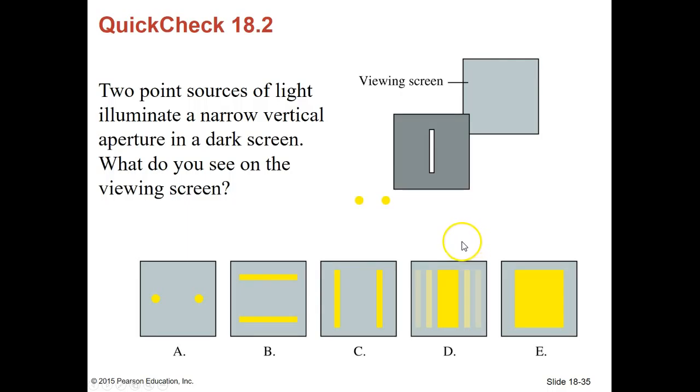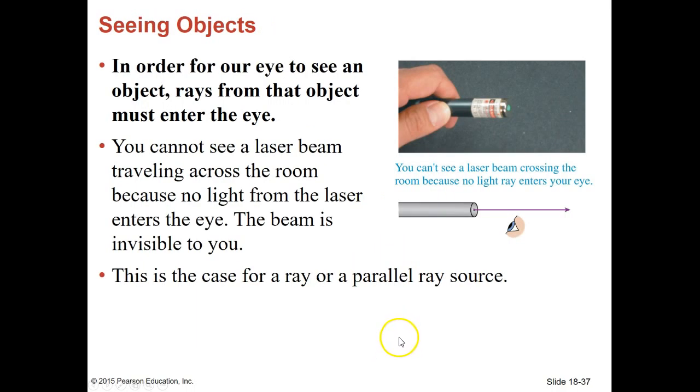Here's another one. So here I've got two dots, and they shine through this slit. What do we see? And actually what you'll see are two long lines that would be projected on the viewing screen. You would not just see the two dots. You would get light rays that would go through, and they would project in the back here and have these long lines.